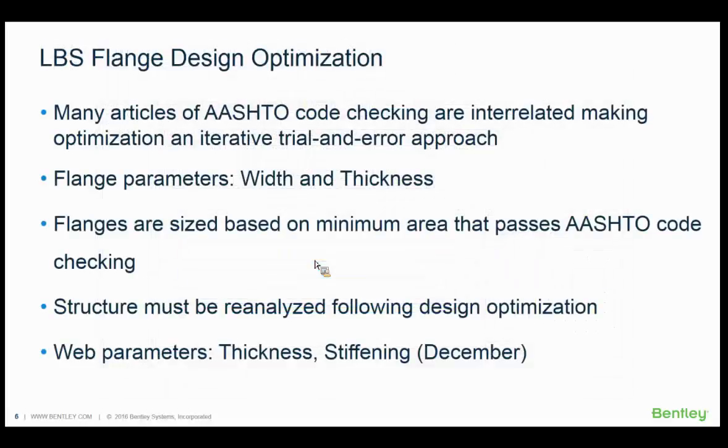And then when it comes to the flange design optimization, we check a lot of articles in the AASHTO code, because a lot of those are interrelated, and it makes it kind of an iterative, trial and error approach. For the flange parameters, we're just looking at the width and thickness of these. What we're shooting for is to come up with a minimum area that passes the AASHTO code check. So we combine width and thickness into a single component called area. And then from that, the structure has to be reanalyzed following any design optimization, just to see if the changes that you've made have affected the structure in any way.